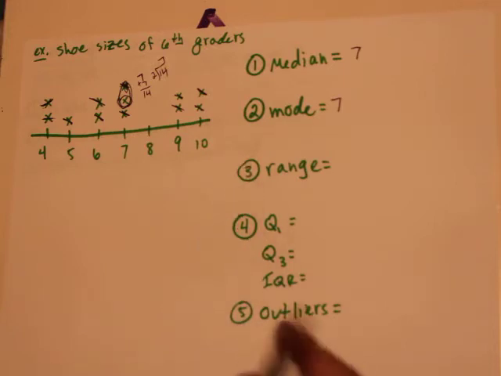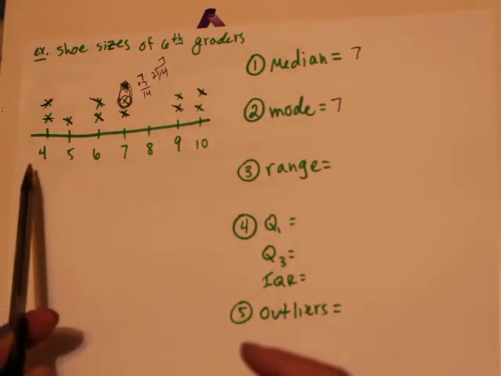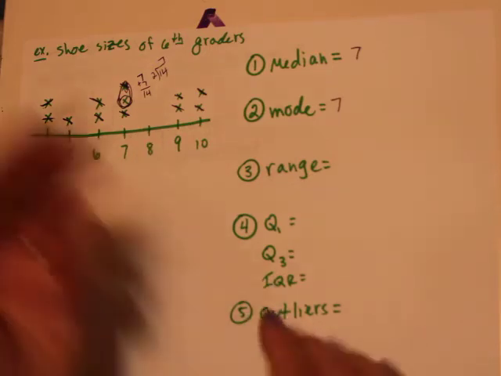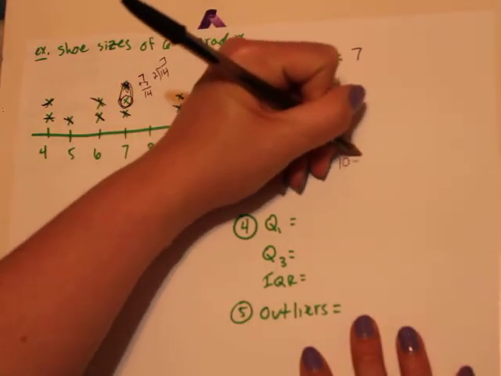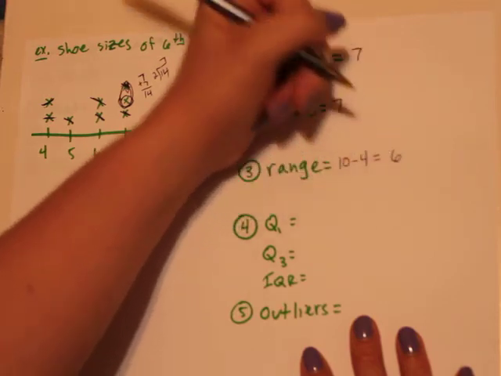Step 3, we're looking to find the range. So you look for your smallest value, which is 4, your largest value, which is 10. So 10 minus 4, your range is going to be 6.